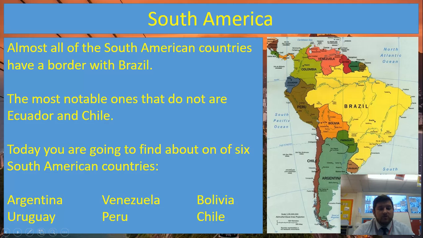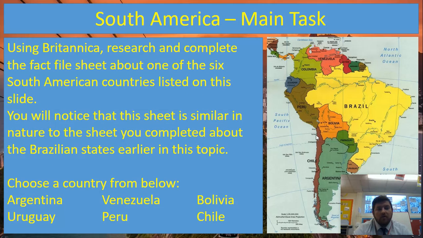But today, you're going to find out about one of 6 of the countries. So you're going to pick one of these: Argentina, Venezuela, Bolivia, Uruguay, Peru, or Chile. You pick any one of those 6. Okay? Then, using Britannica, which is online as well. It's not necessarily the app like we have in school, but there is Britannica online, or other research websites. I can put some additional links if that would be useful on Seesaw for you as well. I want you to complete the fact file sheet about one of those countries.